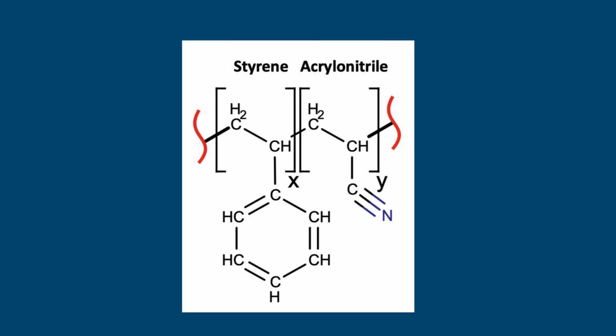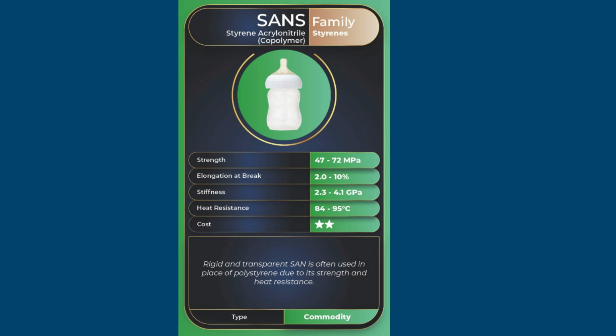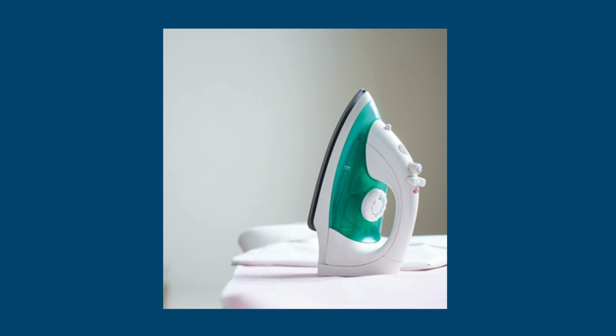Among engineering thermoplastics, styrene acrylonitrile, SAN, offers improved chemical resistance and transparency relative to polystyrene because the polar nitrile groups enhance intermolecular interactions. High-impact polystyrene, HIPS, incorporates rubber particles within a polystyrene matrix to improve impact resistance for consumer electronics and appliance housings.